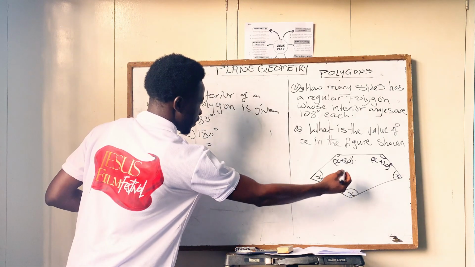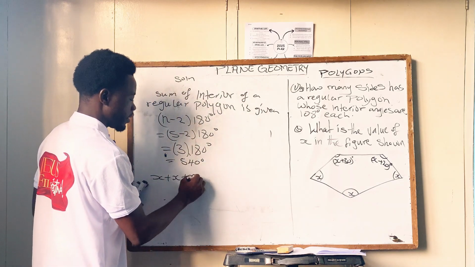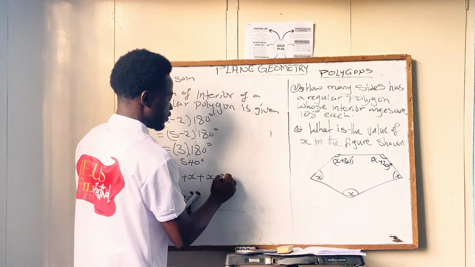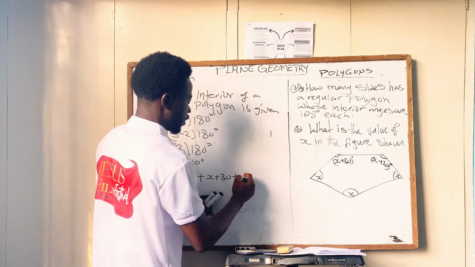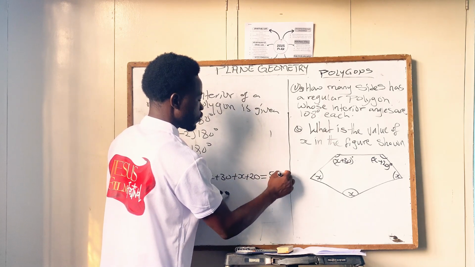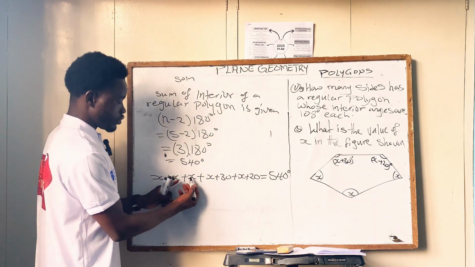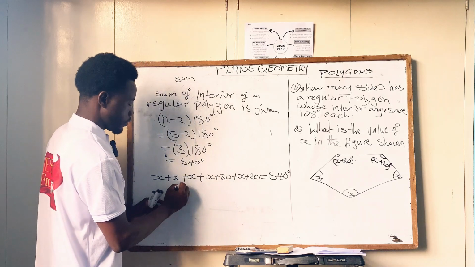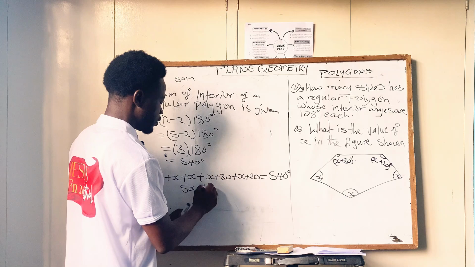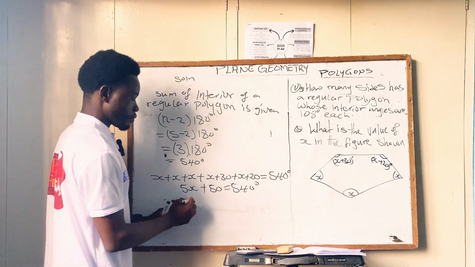So I have x plus x plus x plus x plus 30 plus x plus 20, and this will give me 540 degree. Now you sum all the x's. So we have 1, 2, 3, 4, 5. Get 5x plus 30 plus 20. That gives me 50. And this is equal to 540 degrees.